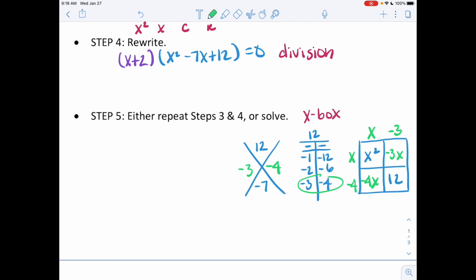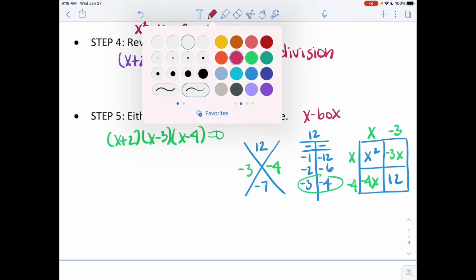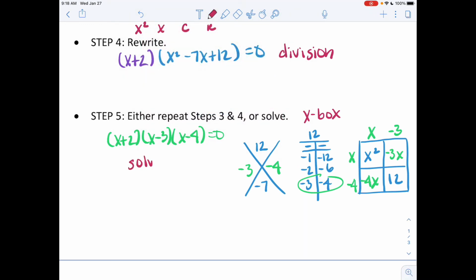Now I can write these as my other factors. So I have the x plus 2 from above. Please don't forget about that one. X minus 3 and x minus 4, and it all still equals 0. All right, now I have all linear factors, and so I am ready to solve. So let's go ahead and make a note that we are going to solve now.